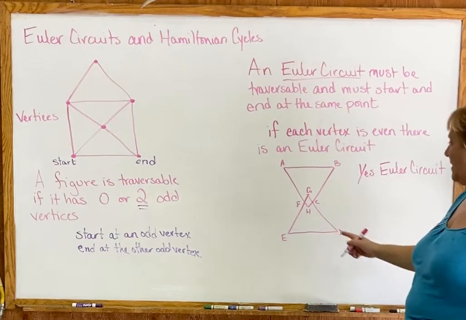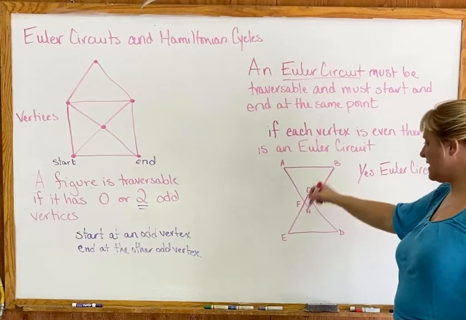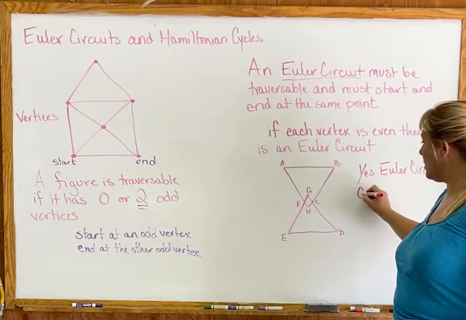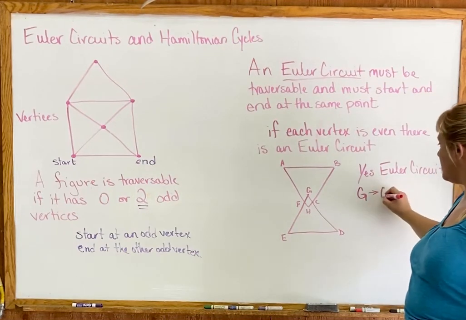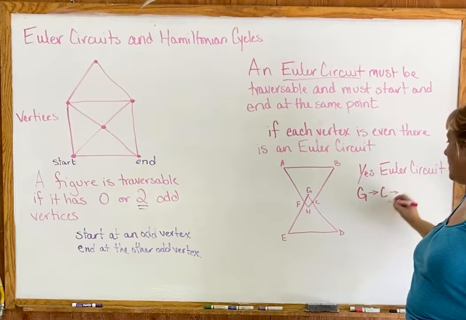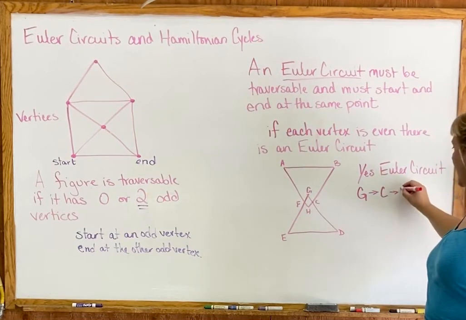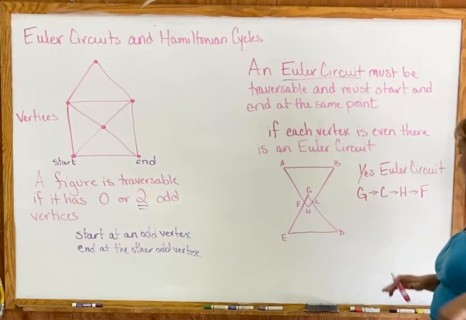So let's not be generic and start with A. Let's start with something like G, okay? So this is how we would show this. We're not just gonna sketch all over this and make a mess. We're gonna write over to the side that we could go from G, and then we could go to C. So G, C, then we might go down to H, and then we might come back up to F.